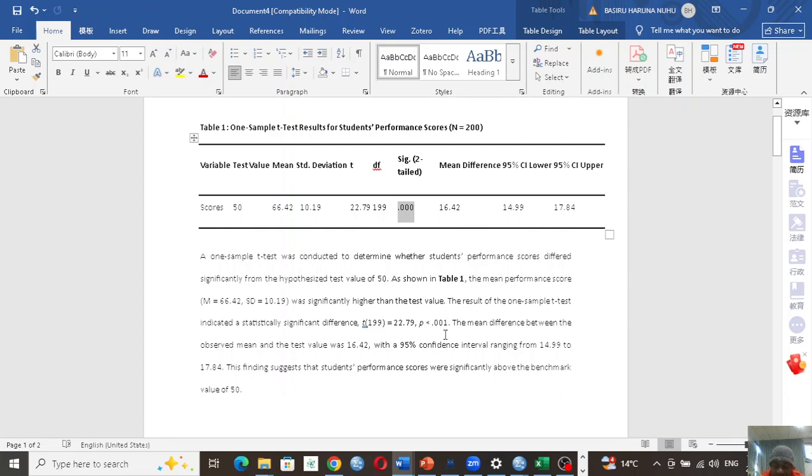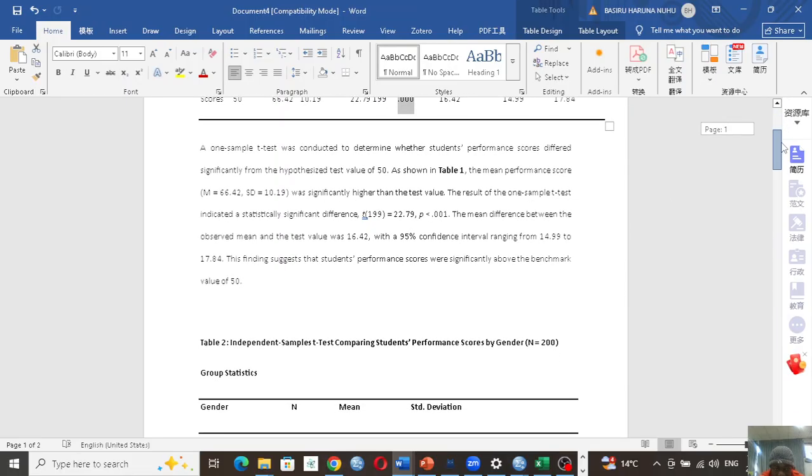Since this one is less than 0.05, and based on the confidence interval ranging from 14 and then this one, the mean difference here can fall between this and that. That is basically what we are trying to see. So the findings suggest that students' performance scores were significantly above the benchmark value of 50. So basically that's how we report it.